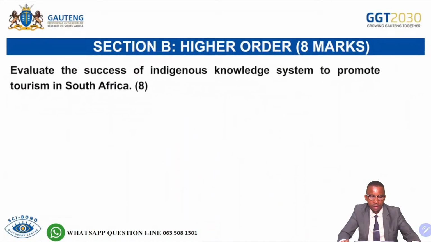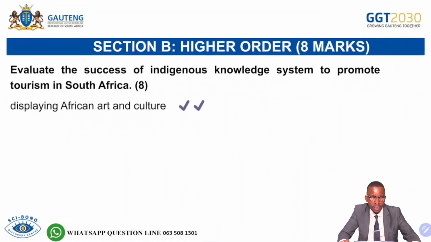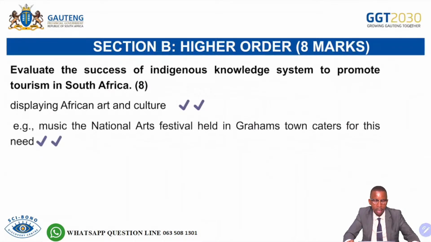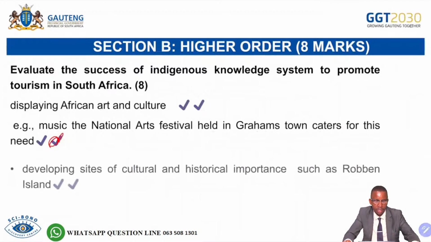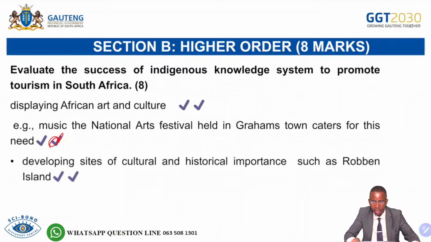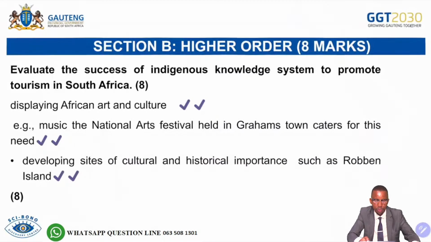Then we continue, evaluate the success, we still continue. Displaying African art and culture to the entire world. Music, such as the National Arts Festival held in Grahamstown, caters for this. Then that is 1 mark because it is an example. Developing sites of cultural and historical importance such as Robben Island. Then that was 8 marks all in all.